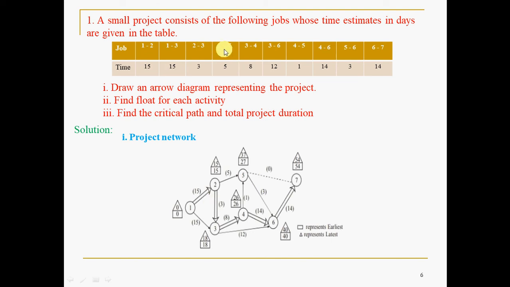Whatever is given, you are just going to maintain a logical relationship or logical flow, which is nothing but a network diagram, flow diagram or arrow diagram. So just connect whatever is given: 1 to 2, 1 to 3, 2 to 5, 3 to 4. Please note that this is a node and this is an activity. 3 to 4, 3 to 6 also is there, 4 to 5 is there, 4 to 6 also is there, 5 to 6, and lastly 6 to 7.